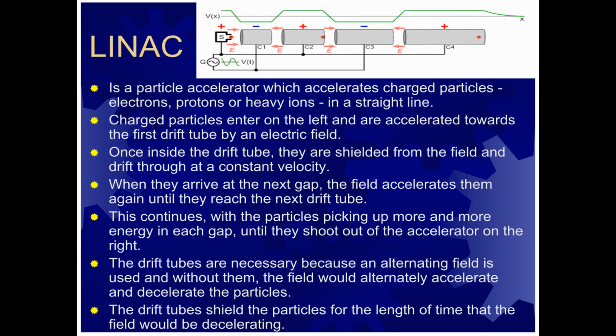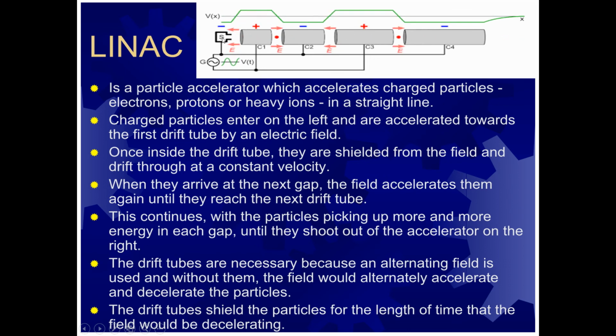So how actually do things happen in the Linac? The whole process in the Linac accelerator is basically self-explanatory, with the animation shown at the top of this slide. So let me describe the process and the different points. At first we have a source of the charged particles, and the charged particles from this source enter on the left and are accelerated towards the first drift tube by an electric field.